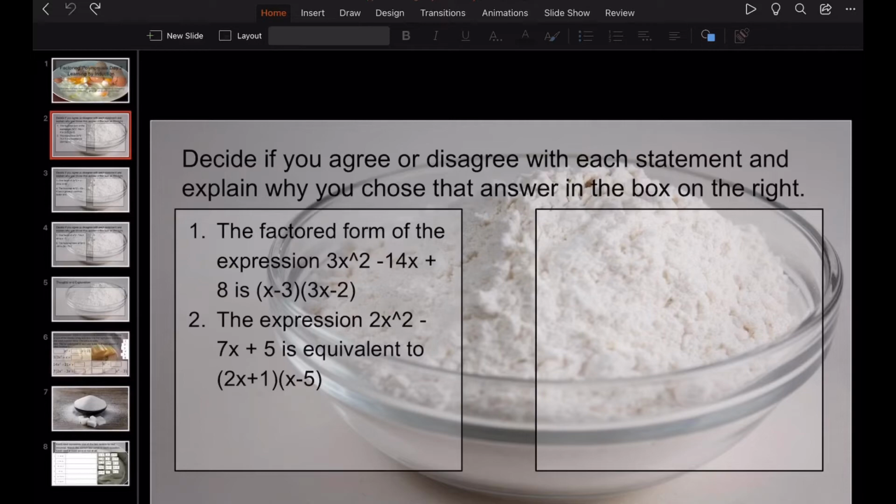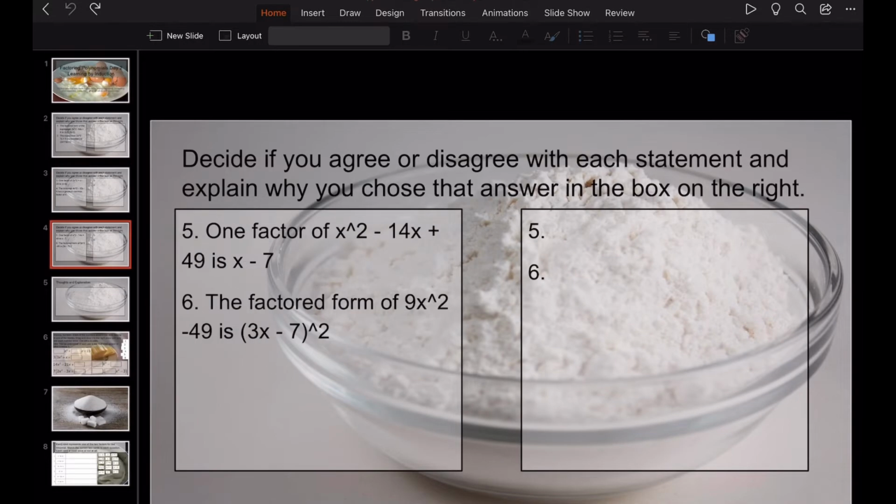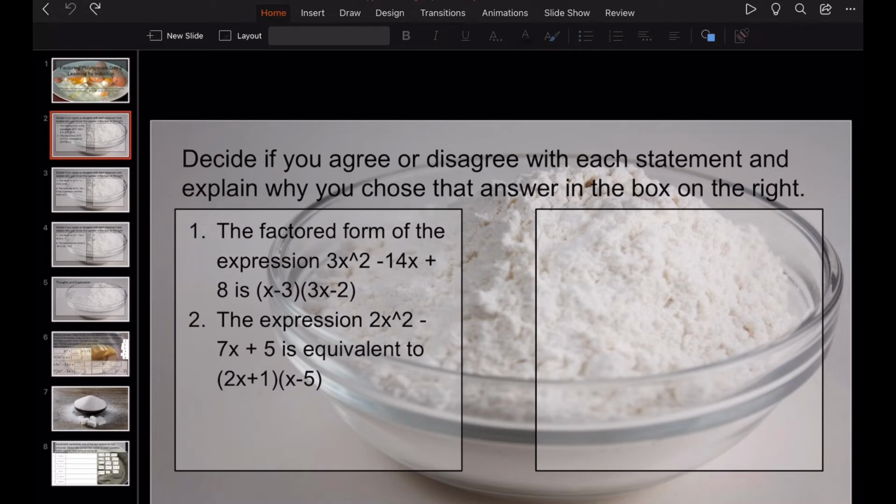So you should have already gone through these first 3 slides and decided if you agreed or disagreed with them. The factored form of 3x squared minus 14x plus 8 is x minus 3 times x minus 2.